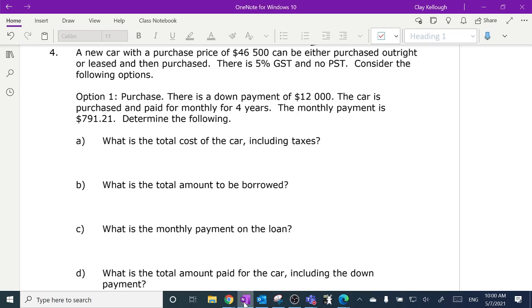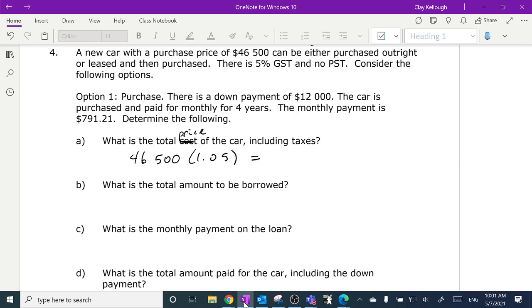All right, option number 1. We have a down payment of $12,000. The car is purchased and paid for monthly for 4 years. The monthly payment is $791.21. What's the total cost of the car, first of all? Well, this total cost should really almost be the total price of the car. It's got a purchase price of $46,500, but we're also paying GST. Again, maybe this is Alberta where there's no PST. So $46,500 times 1.05, right?